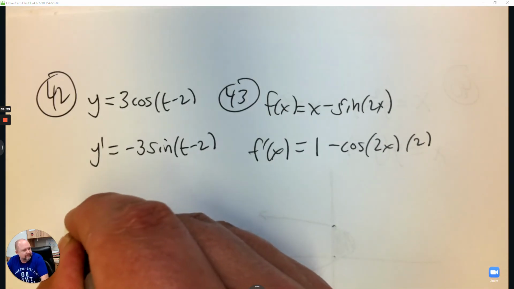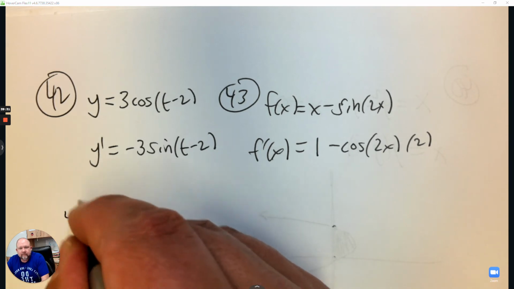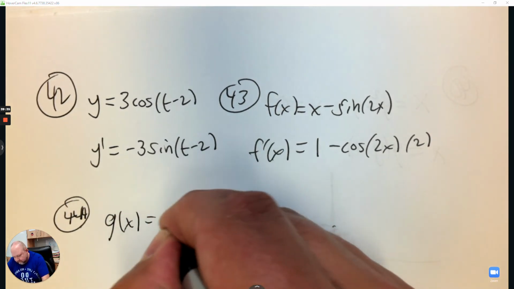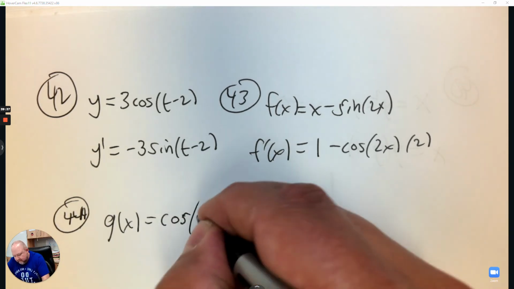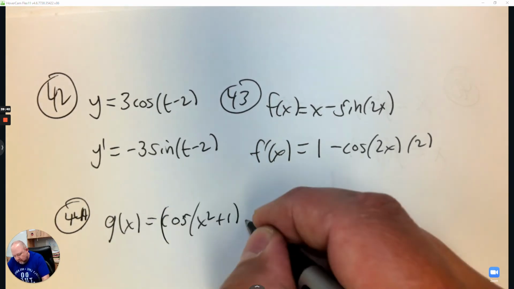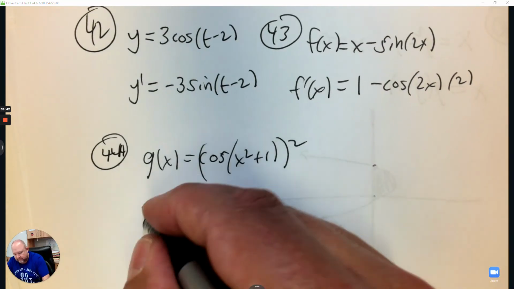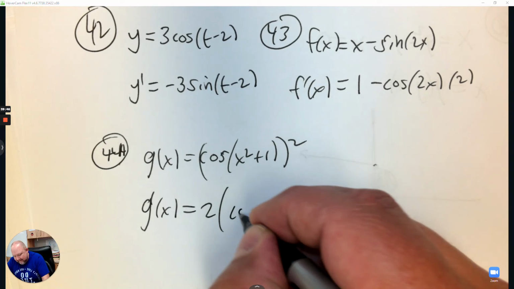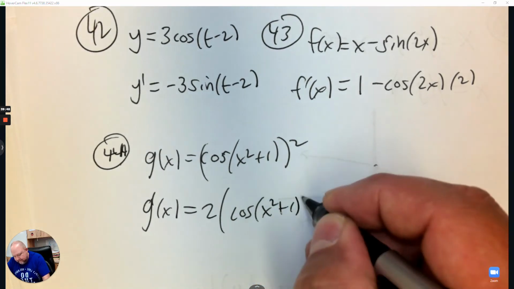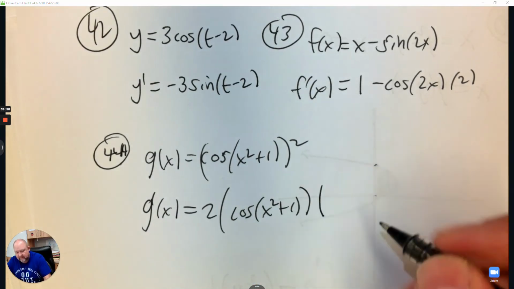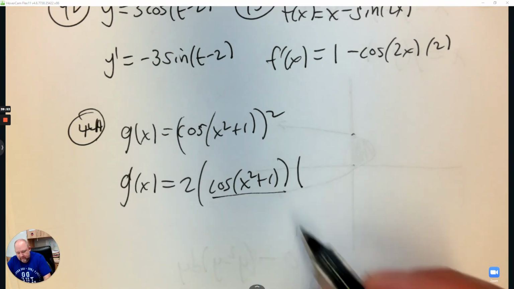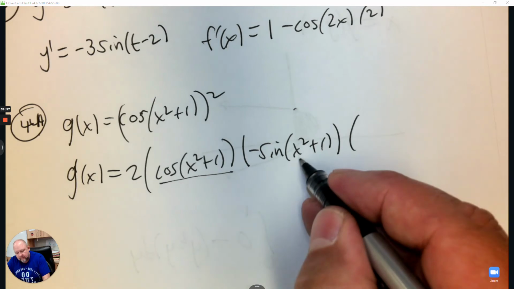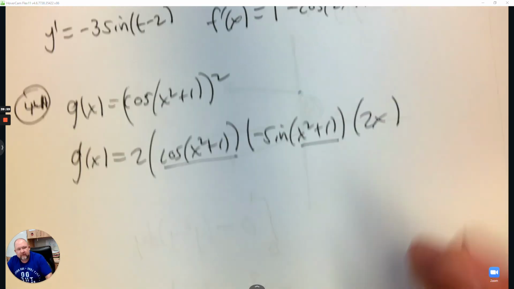44. I'm going to write this as cosine of x squared plus 1, all squared, so you see what we're going to do. So the derivative is going to be the power rule, 2 in front, rewrite everything inside. Subtract 1 to the exponent. Then the hook, the derivative of this is negative sine, the derivative of this is 2x. So it has a double hook.